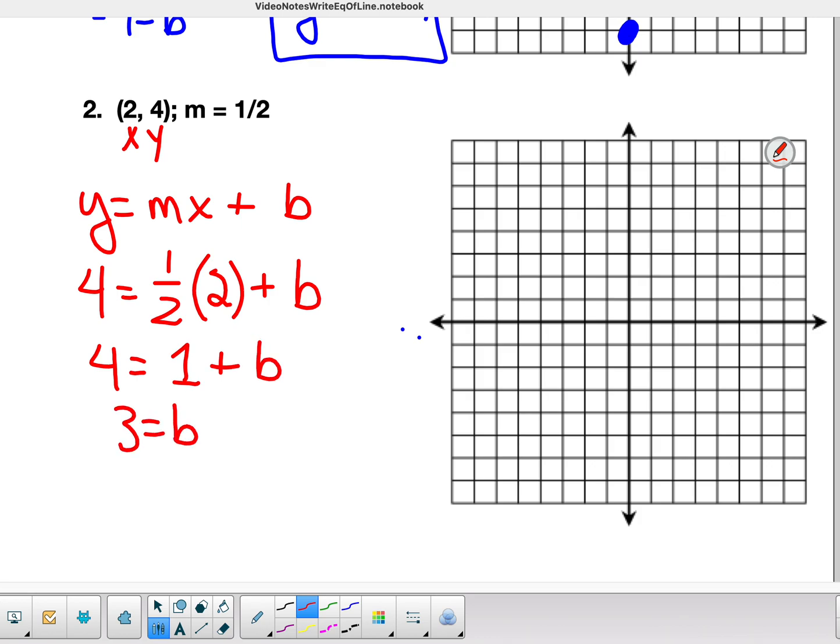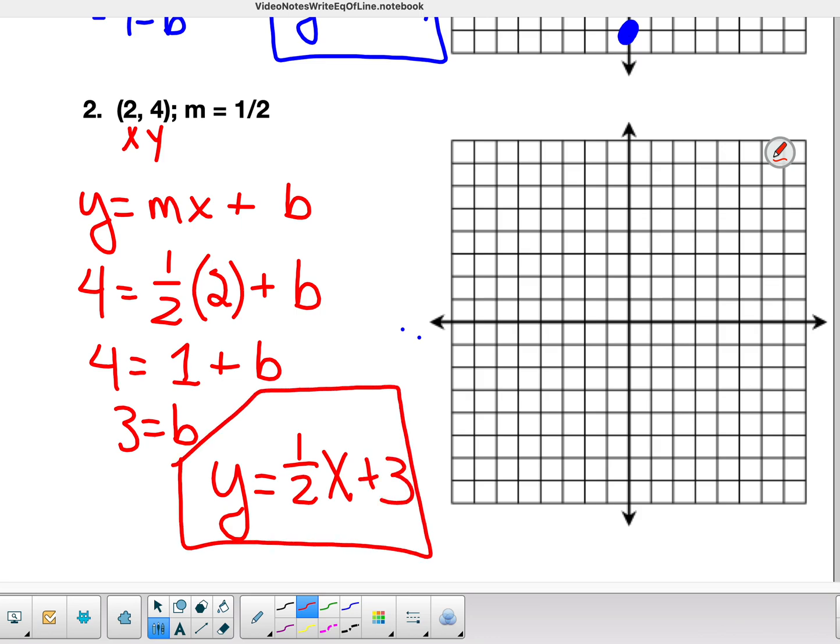I write the equation of the line. X and y stay letters, and m and b become numbers. y equals 1/2 x plus 3. So here's the equation of my line. I'm going to start on the y-axis at 3. My slope is +1/2, so once again I want the line to rise as I move from left to right. And up 1, over 2, just continue that pattern until you're out of grid.